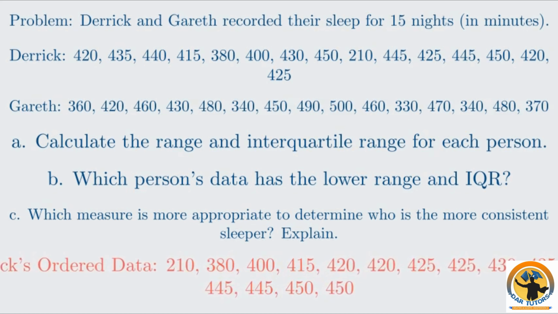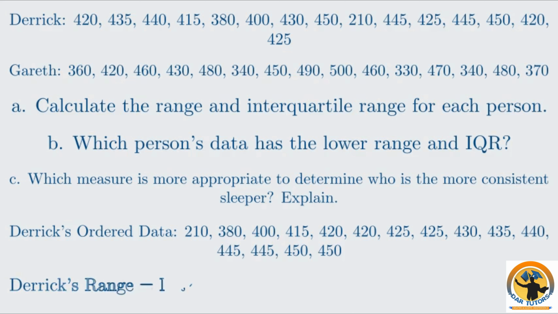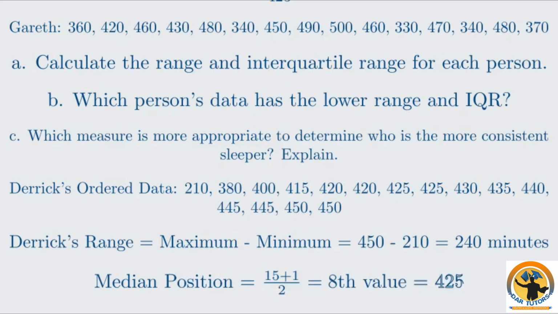Notice the value 210, which appears to be an outlier. The range for Derek is 450 minus 210, which is 240 minutes. This is a very large range. The median position is 8th. The 8th value is 425.